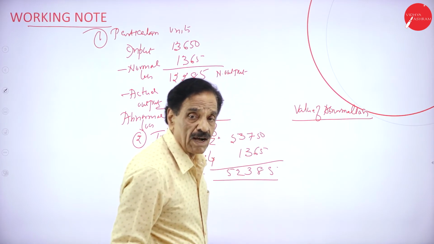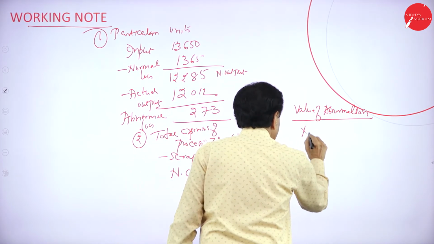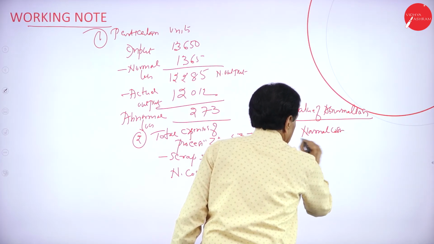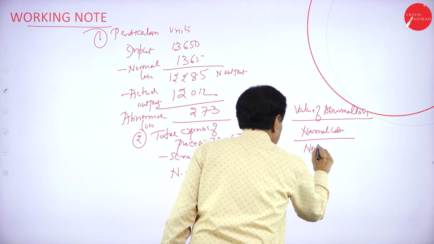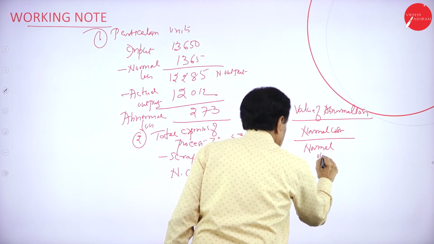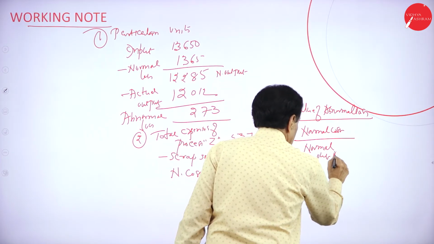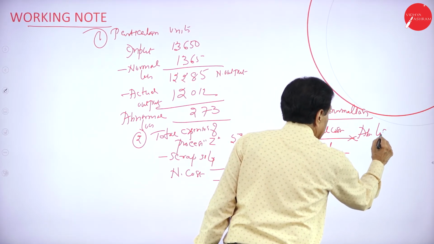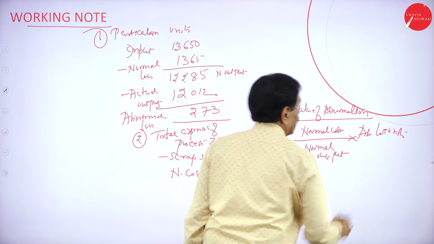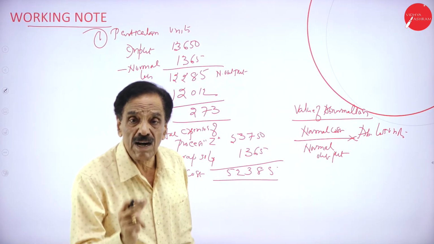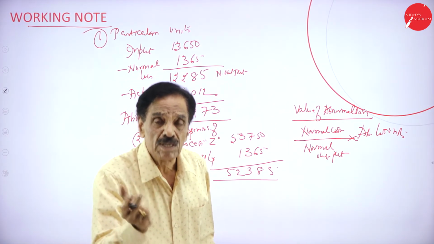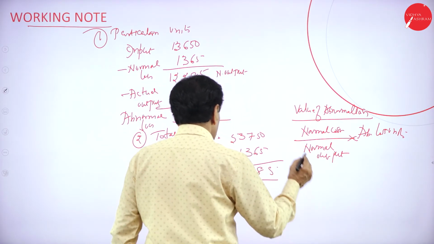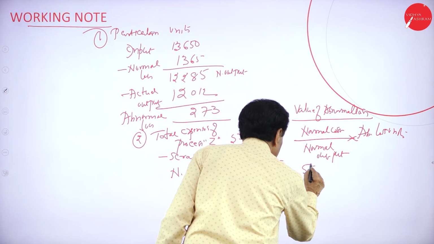Value of abnormal loss. Normal cost divided by normal output multiplied by abnormal loss units. What's your formula? Normal cost divided by normal output multiplied by abnormal loss units. What's your normal cost? 52,385.